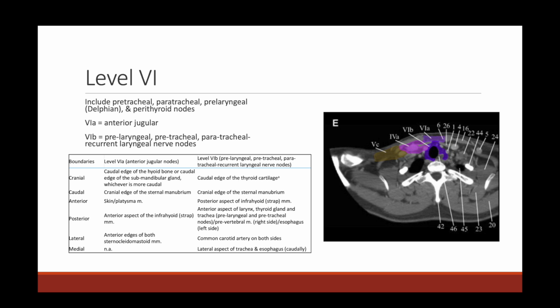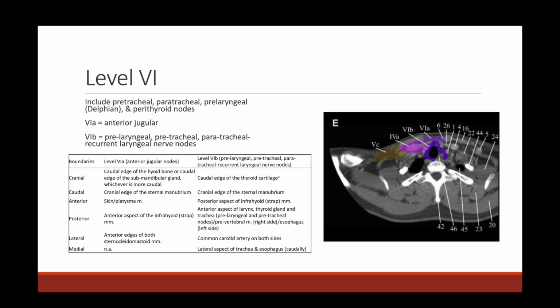If you recall from our last lecture, tumors located in the subglottis, so subglottic laryngeal tumors, or any tumors of the larynx that have subglottic extension, are really at risk of draining to level 6 nodes. And so we definitely need to cover level 6, especially if we have a subglottic tumor with subglottic extension.